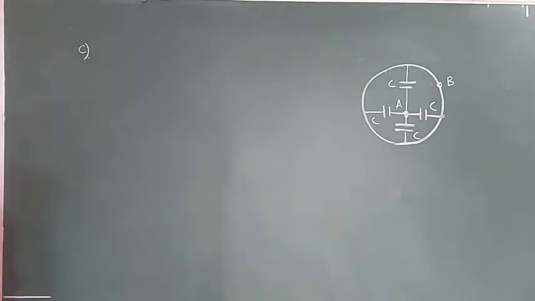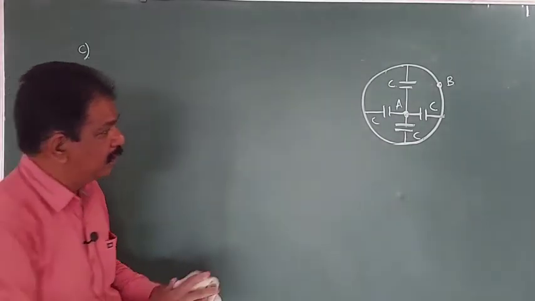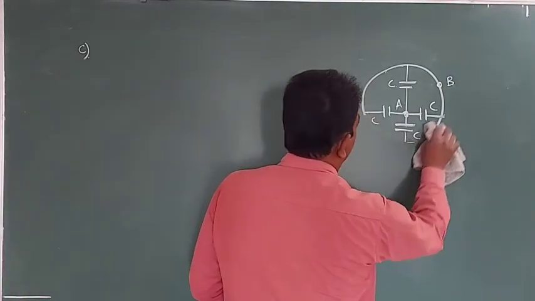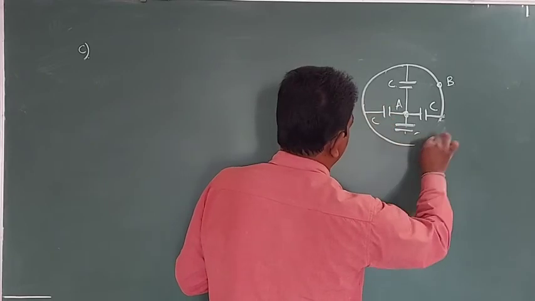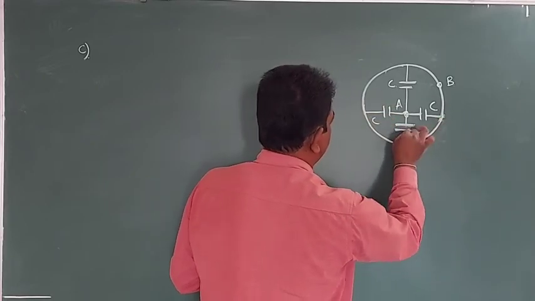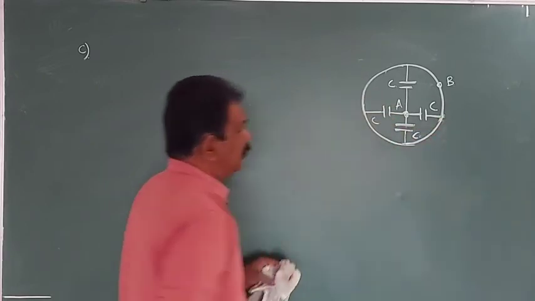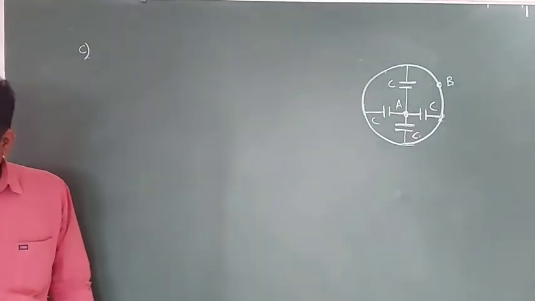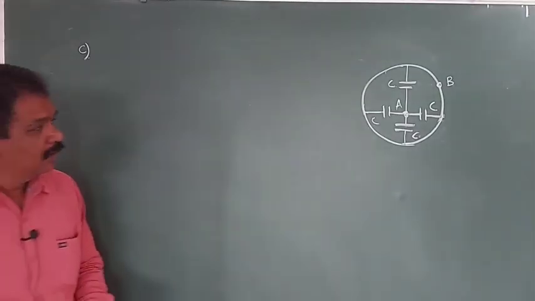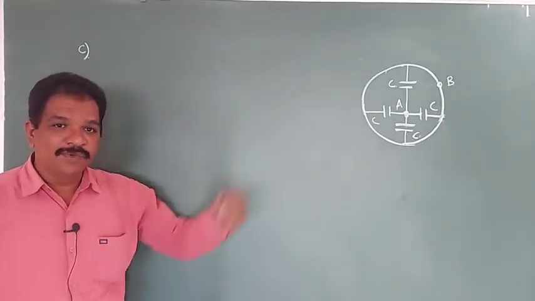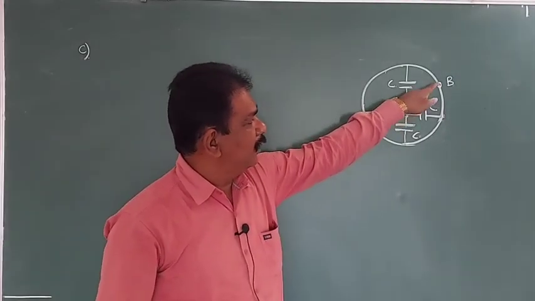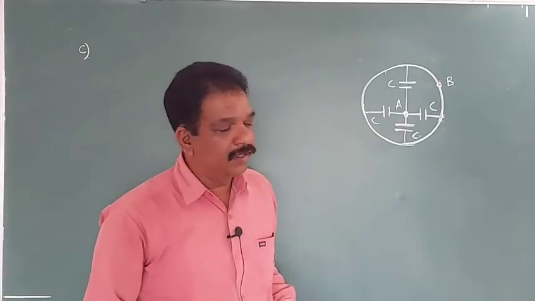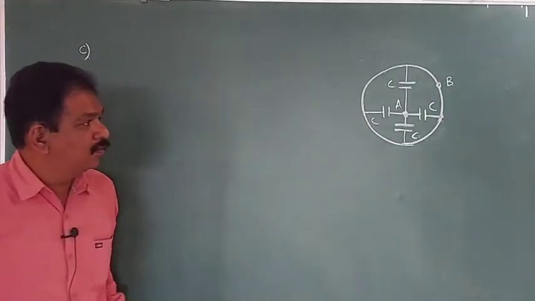Calculate the effective capacity between A and B, that is the circuit. Okay, simple only, means charge started from here, finally it is going to here. How to solve this one?